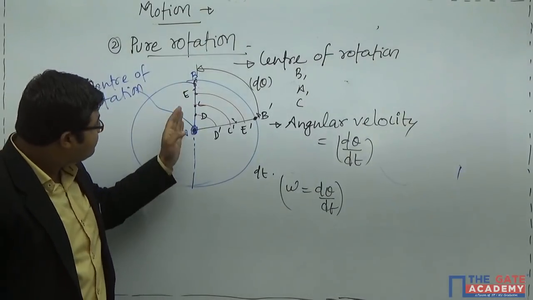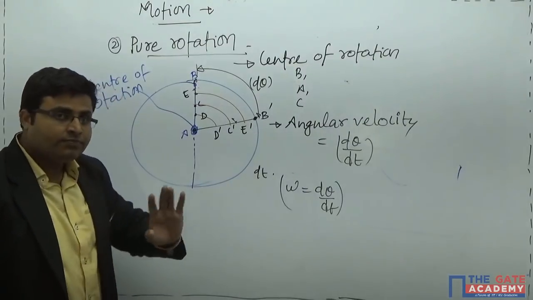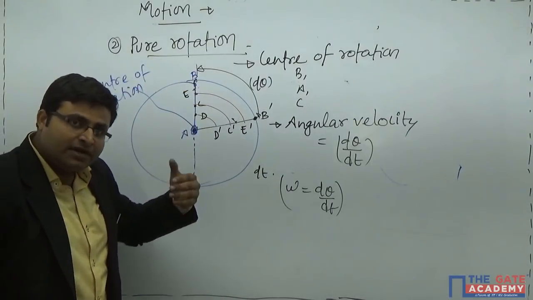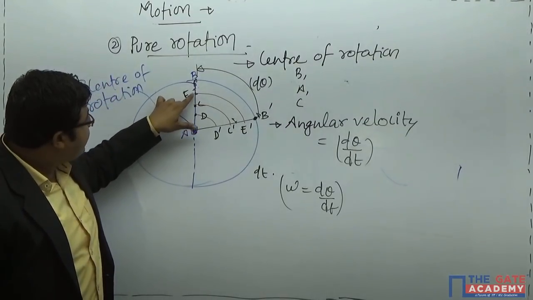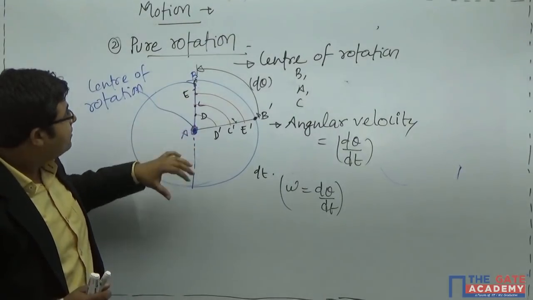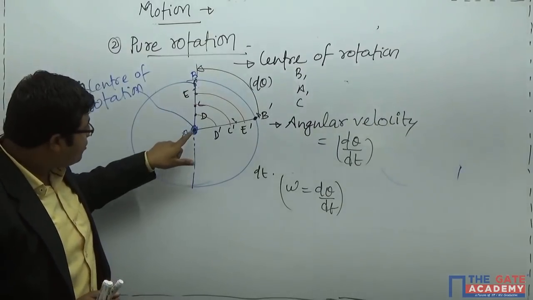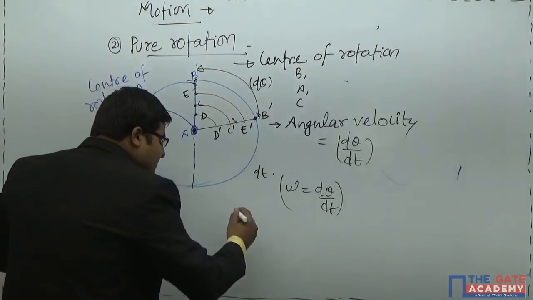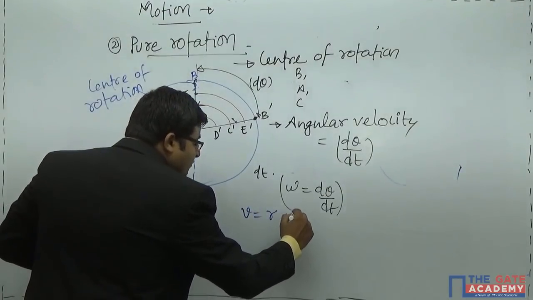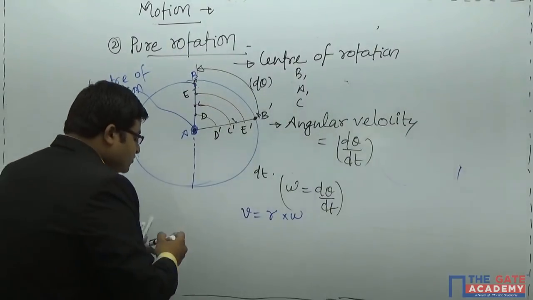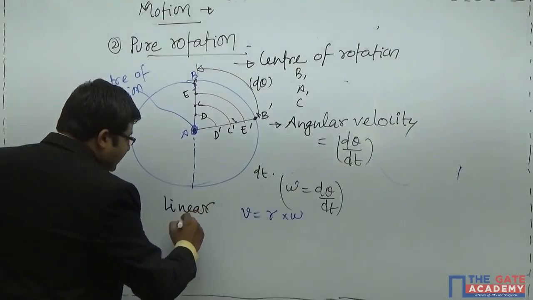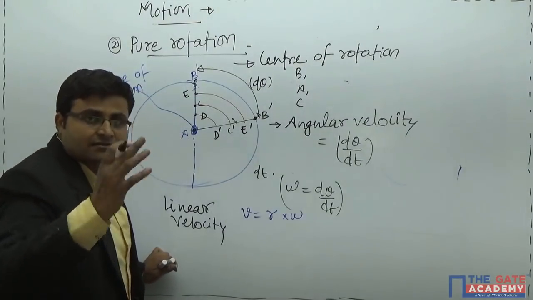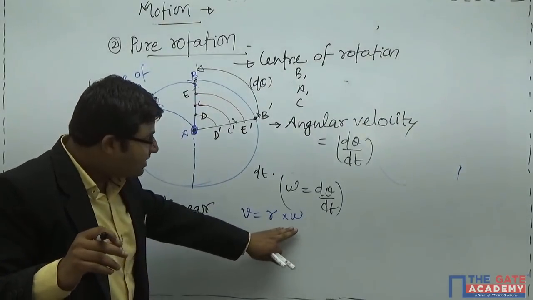How much time has it taken to move from the initial to the final position? dt time. Now look at this. Every point which is in angular motion can be defined in terms of angular velocity and linear velocity at the same point. This complete link is supposed to rotate about point A with an angular velocity omega. But the linear velocity can be expressed as V equals radius times omega. What is this V? This V is nothing but the linear velocity of any point on the link, which can be expressed as radius multiplied by omega.